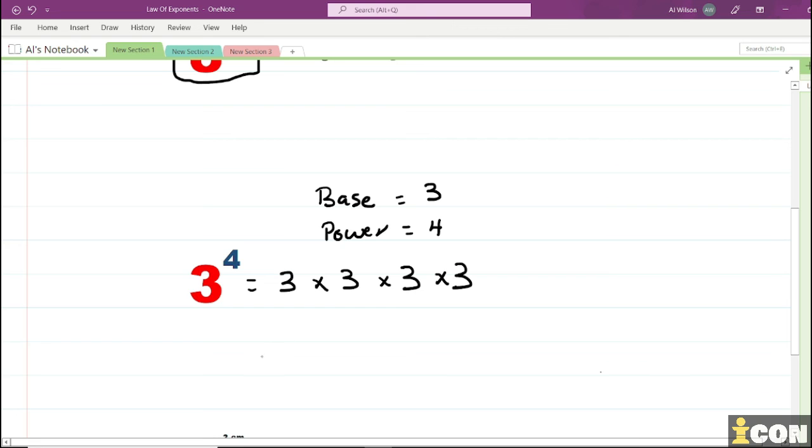So let's do a little bit of fun now. What is 3 times 3 times 3 times 3? So 3 times 3 is 9. 9 times 3 is 27. 27 times 3 is 81. So the answer here is 81.